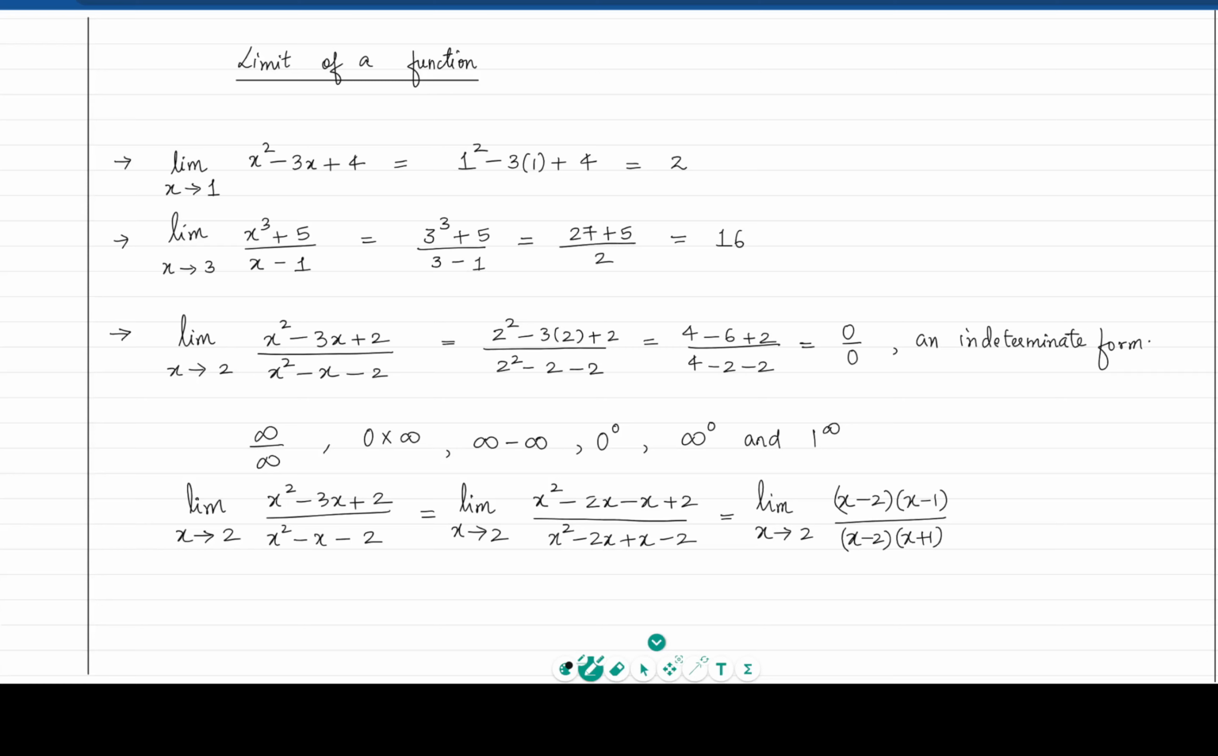Now at this stage I can see that in the numerator and in the denominator there is a common factor of x minus 2, and I can cancel these common factors because x is not equal to 2, x is just approaching 2.